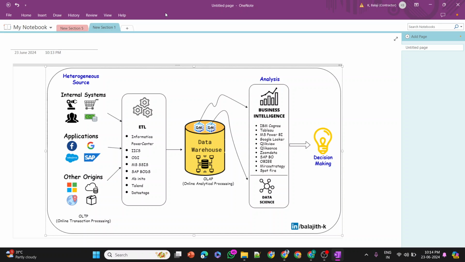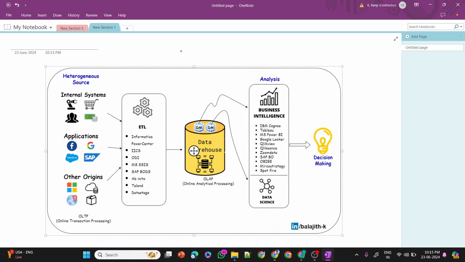There are so many fields related to data, like data engineering, data analyst, data scientist, big data. There are so many technologies and so many roles related to data. But why do we need this data? Depending upon the data, some process will happen using the data.